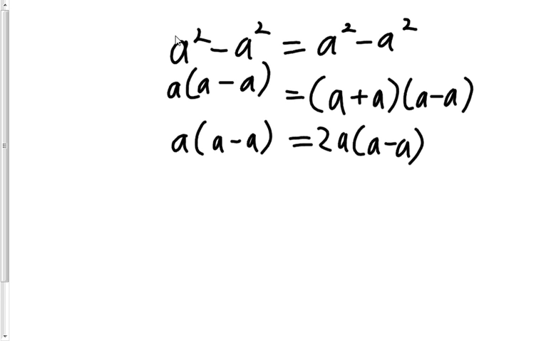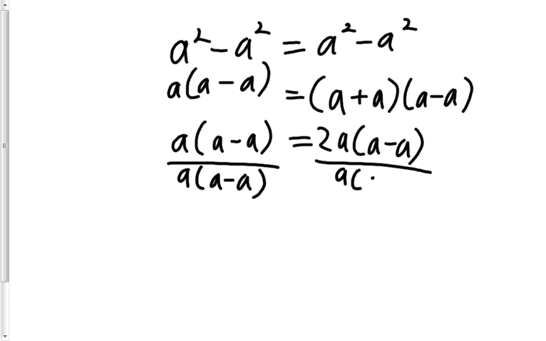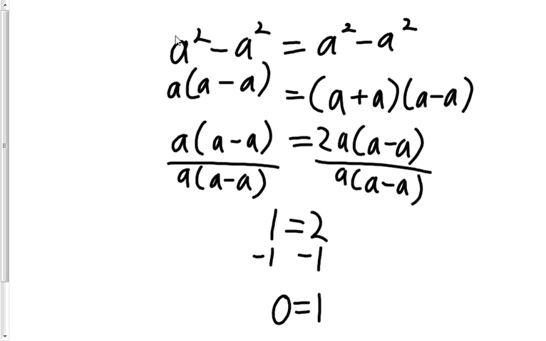Now that factor I was talking about is a times a minus a. So I'll divide both sides here by a times a minus a. After doing the division, I find that 1 equals 2. I want this to be all the way simplified, so I'll also subtract 1 from both sides. And here I just found 0 equals 1.